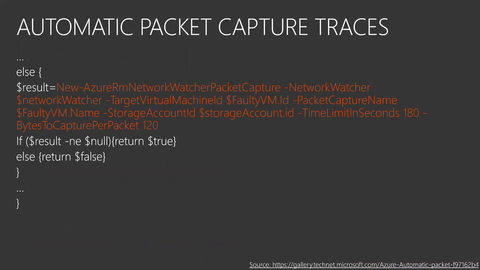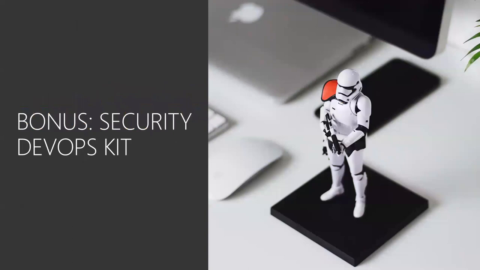Now, if you have any kind of problem when your applications are trying to access a VM, there is an automatic packet capture trace. This script starts capturing all the traffic that fails to reach your VM. So all the traffic that reached the virtual network, but because of something that happened is not able to reach your VM, and your VM was the final destination, it automatically starts to capture the traffic and write it to the disk on that VM. And you can very easily trace to see exactly what happened.